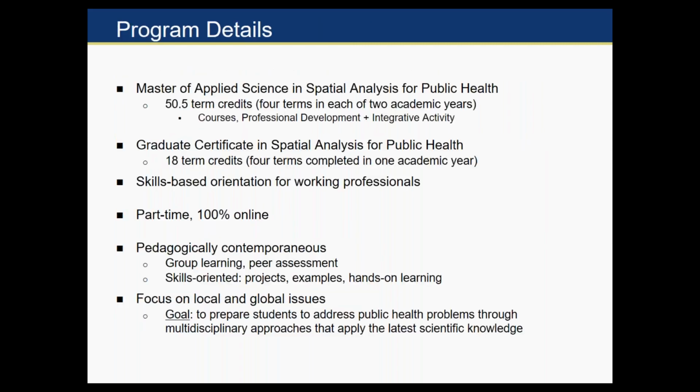So let me give you some details about the program. We have both a master's and a certificate program. The Master of Applied Science in Spatial Analysis for Public Health is 50 and a half term credits, okay? And Hopkins works on terms, so we have 4 terms per year rather than the usual 2 semesters per year.